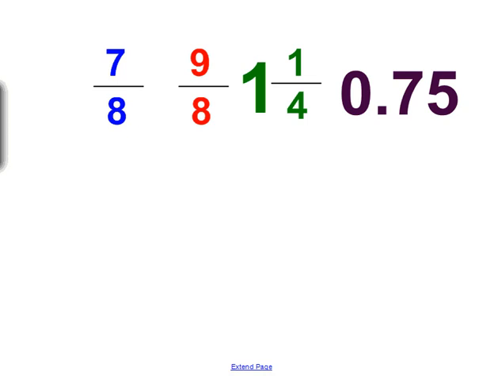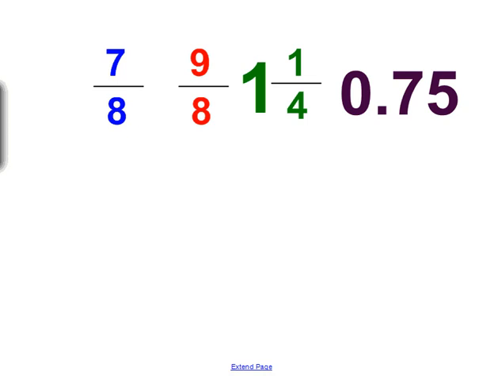Okay. For this set, what I need to do is, again, order all of these numbers. I have 7 over 8, 9 over 8, 1/4, and 0.75. I need to order these. Now, it's the exact same thing as we were doing before. So let's just take a look-see, shall we?